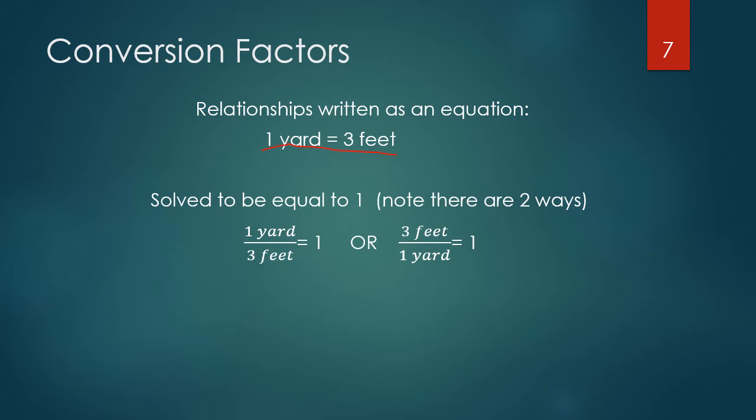The first way that I have shown here, we have the feet portion on the bottom and the yard portion on the top. Or we could flip that fraction, leaving the 3 feet in the numerator and the 1 yard portion in the denominator. Either way, we're going to pick the way that best applies to the conversion that we are trying to calculate.